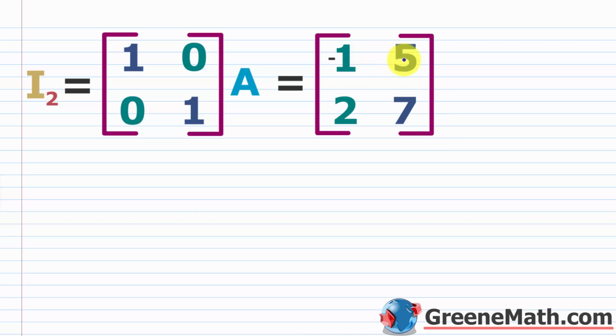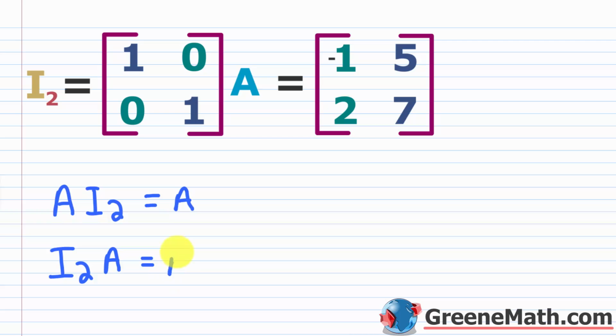We have -1 and 5 in the first row, 2 and 7 in the second row. So based on our rule above, we know that A multiplied by I sub 2, or again, a 2 by 2 identity matrix, should give me A back. And then additionally, I sub 2, the 2 by 2 identity matrix, times A should give me A back.